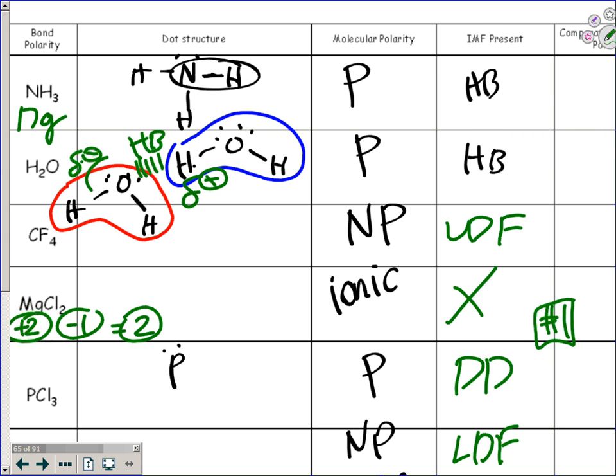What's the molar mass of water? Hydrogen is 1, plus hydrogen, plus oxygen, 16, so that's a total of 18.